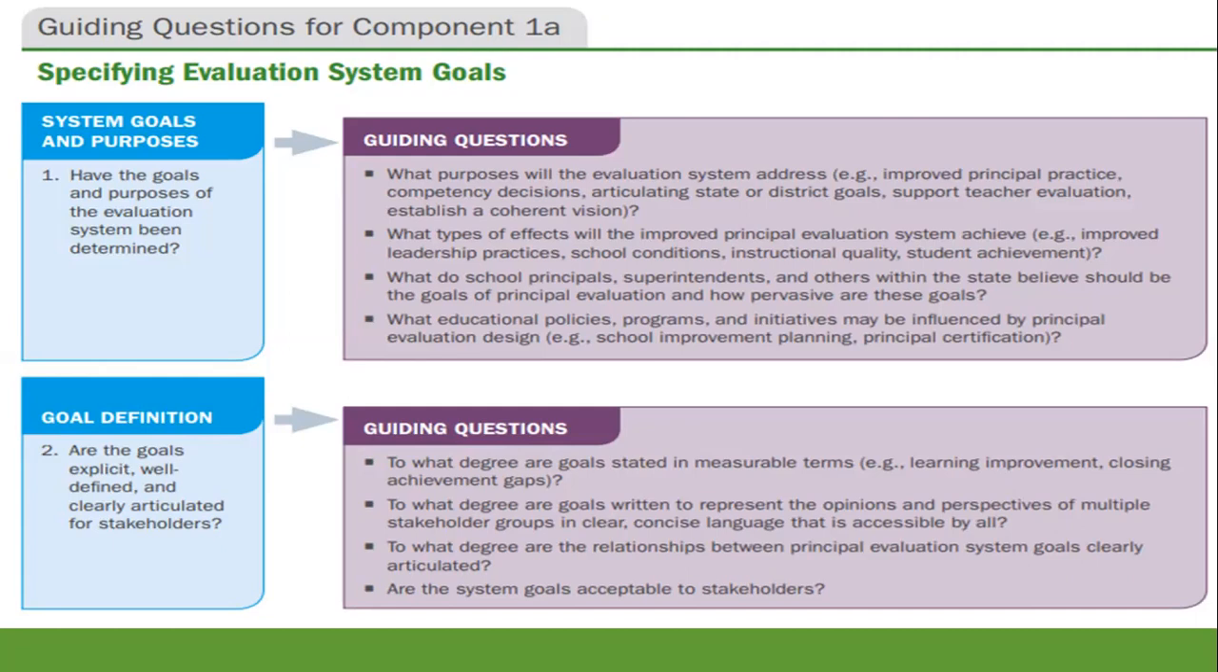If all these four questions have been addressed well in the definition of the goals, then it is stated that the goals are clearly articulated, well defined, and explicit for the stakeholders. Then it is the best guideline towards the availability.